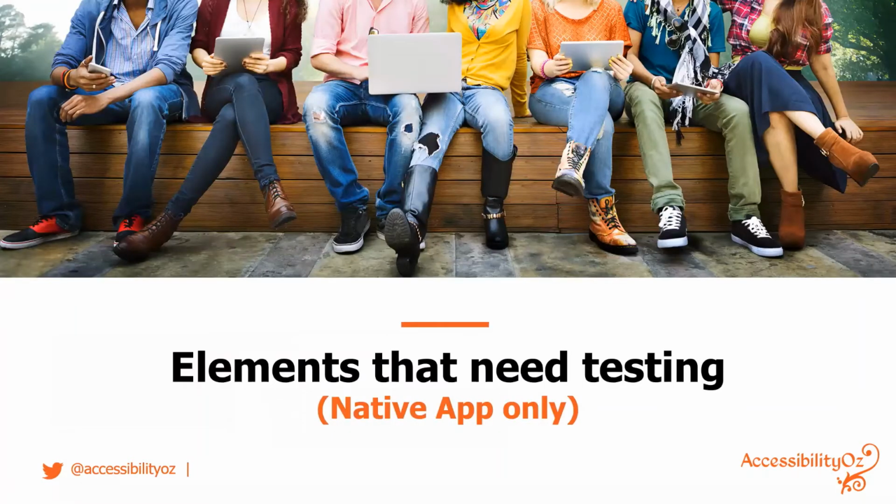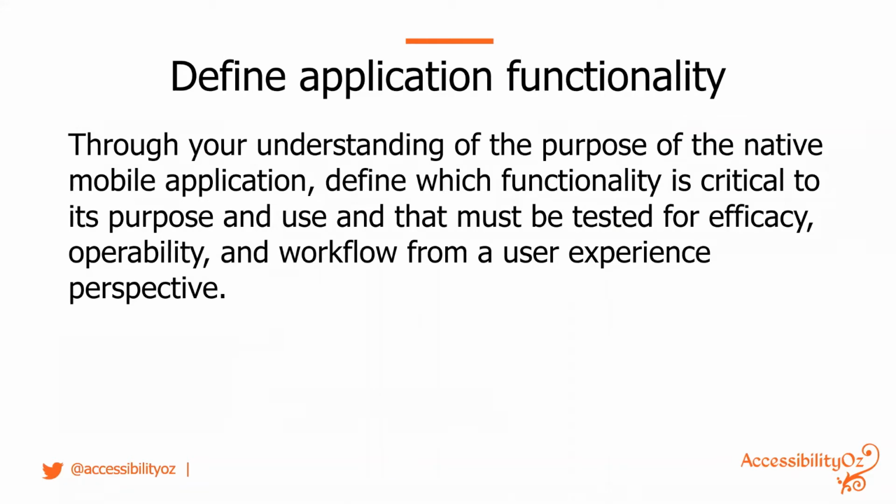So that's for the mobile sites. Let's talk about native apps. The first thing you need to do with a native app is define application functionality. Through your understanding of the purpose of the native mobile application, define which functionality is critical to its purpose and use, and that must be tested for efficacy, operability, and workflow from a user experience perspective. So, for example, a banking app has a very specific function. It's to maintain your bank accounts, transfer money, access information about your bank accounts, etc. That's very different from a bank website, which has a much more amorphous functionality. So native apps have very specific functionality, and you should take that into account when you're testing.